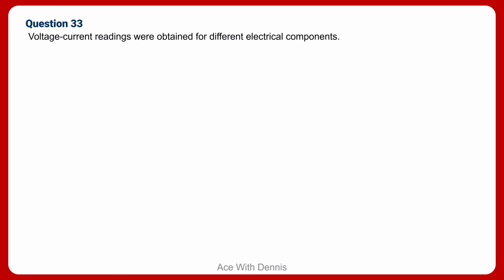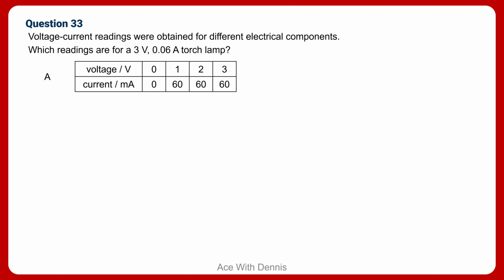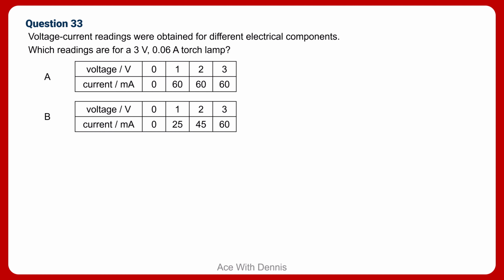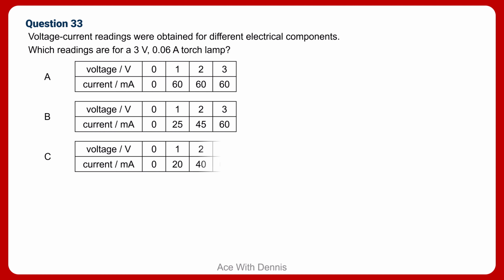Question 33. Voltage current readings were obtained for different electrical components. Which readings are for a 3 volts 0.06 amps torch lamp? So here's the reading for option A, the reading for option B, the reading for option C, and the reading for option D.